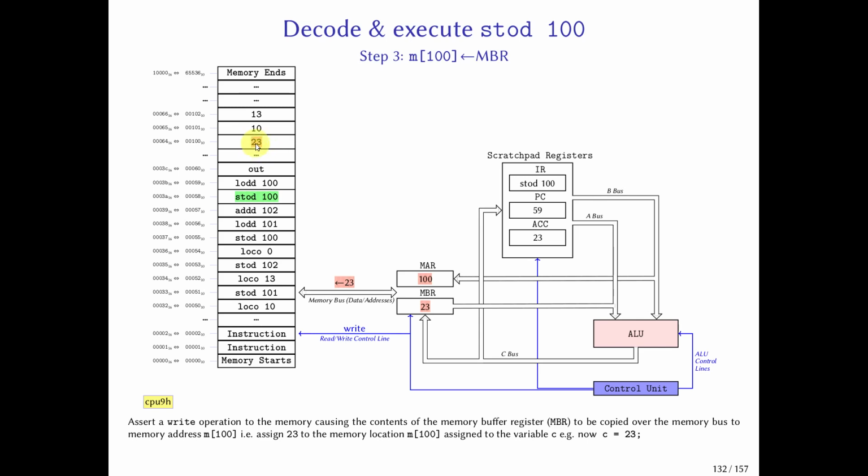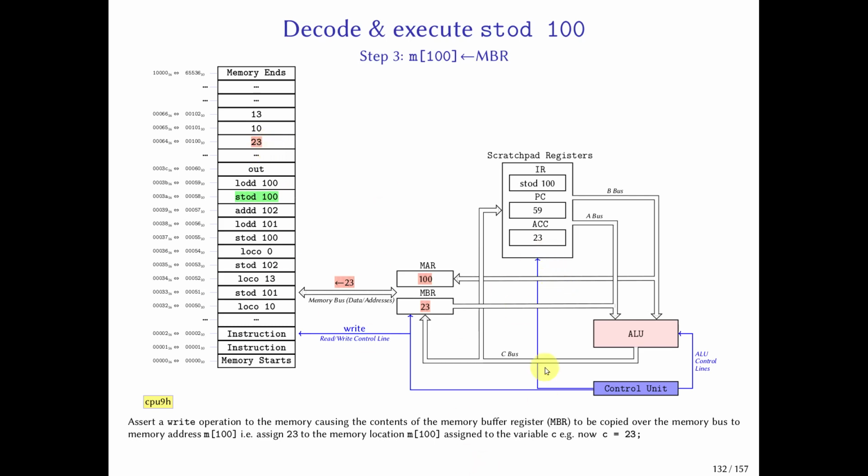Now when it does that, the 23 overwrites the value that was there previously, and the value that was there previously was 0. That was the value that we gave when we set up the variables of the program, and we gave each of the variables an initial value. So C was initially set to 0, but now as a result of the addition, it has the value 23.